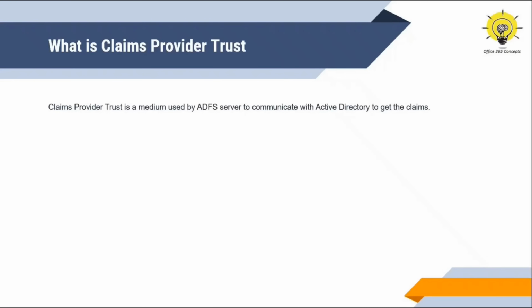Now let's understand what a claims provider trust is. If we go by definition, a claims provider trust is a medium that is used by the ADFS server to communicate with Active Directory to get the claims. Let's consider one example and things will be more clear.